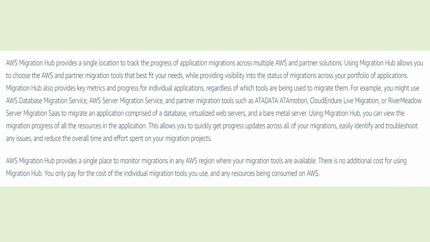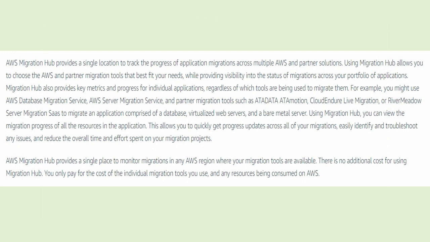Migration Hub allows you to access the AWS and partner migration tools for your best fit while providing visibility into the status of migrations across a portfolio of applications. Migration Hub also provides key metrics and progress for individual applications, regardless of which tools are being used to migrate them. You can use AWS Database Migration Service, Server Migration Service, or partner migration tools such as ATAdata, ATAmotion, CloudEndure Live Migration, or RiverMeadow, the server migration SaaS, to migrate an application comprised of database, virtualized web servers, and bare metal servers also.